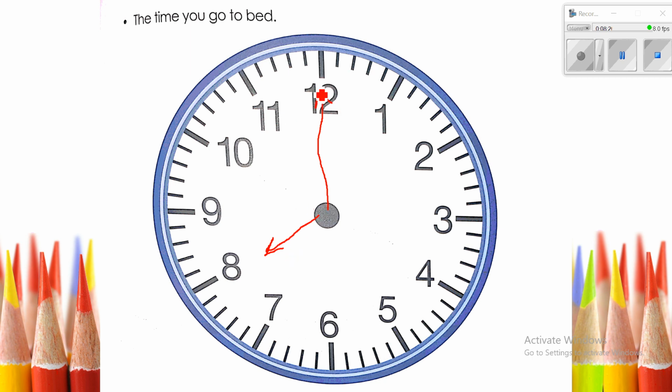Not 8-0. No. 8 o'clock. Not 8 to 12. 4 to 12, I have 0 minutes. So here is 8 o'clock. So 4 to 12, I read the minute o'clock.